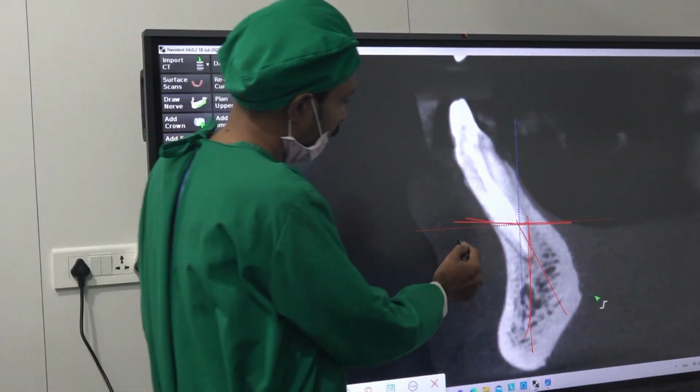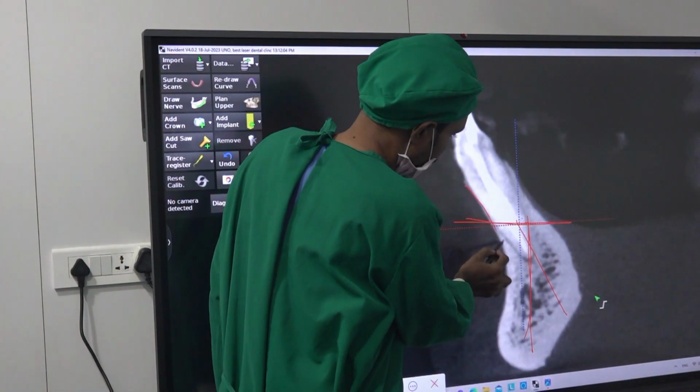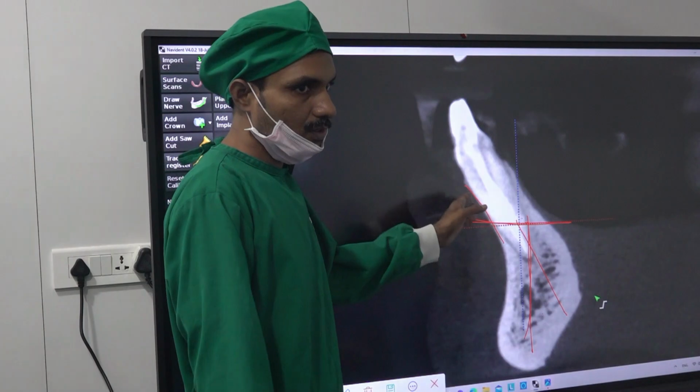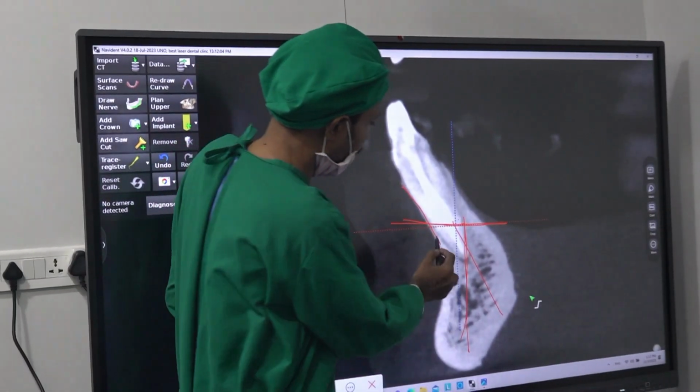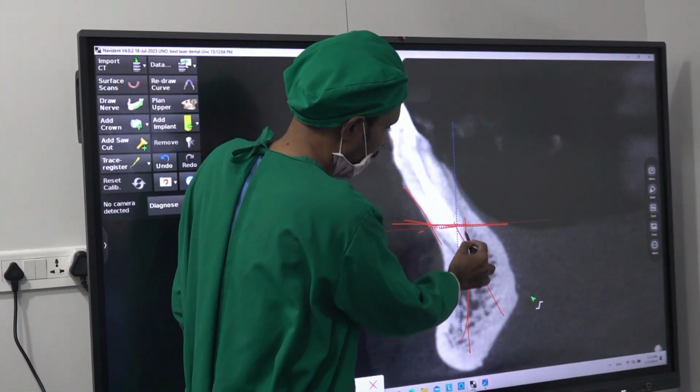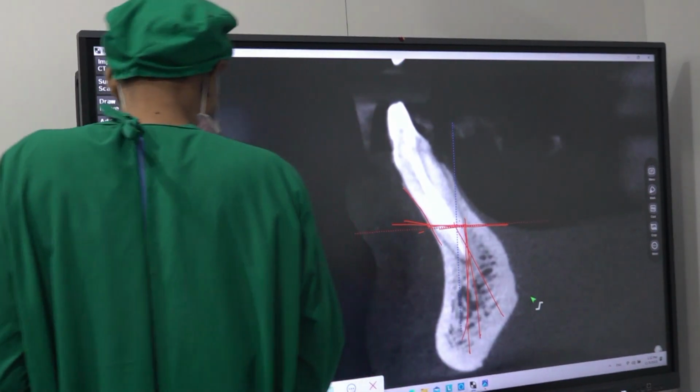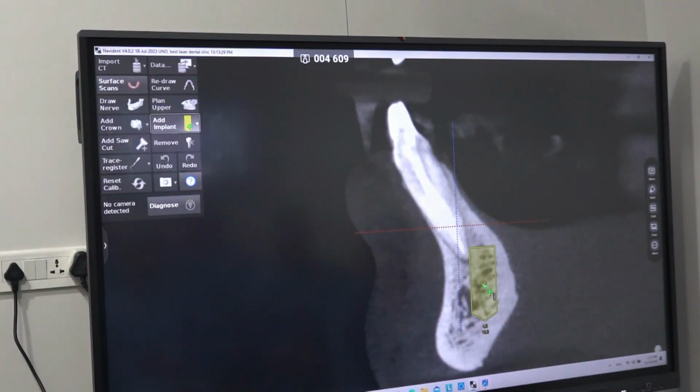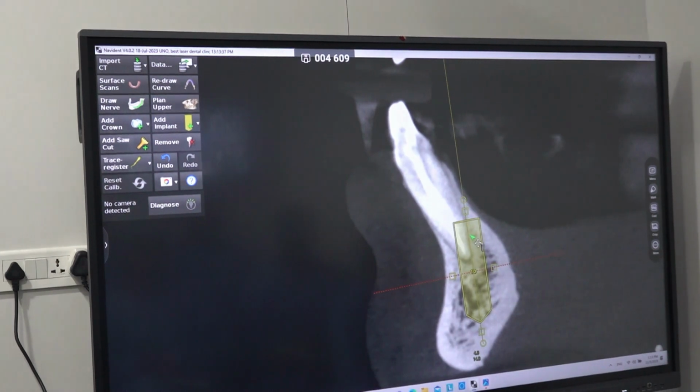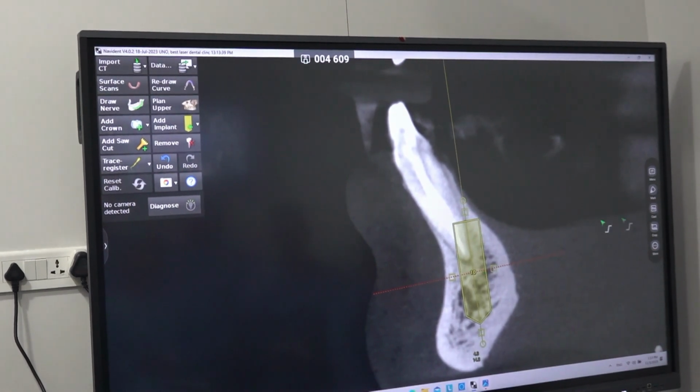If you see, the labial plate is very thin. During extraction itself, it will come out. So definitely till here we may have to do alloplasty. Then how much length, we don't know. We'll see. Around 13 something it shows. The bone quality is good.